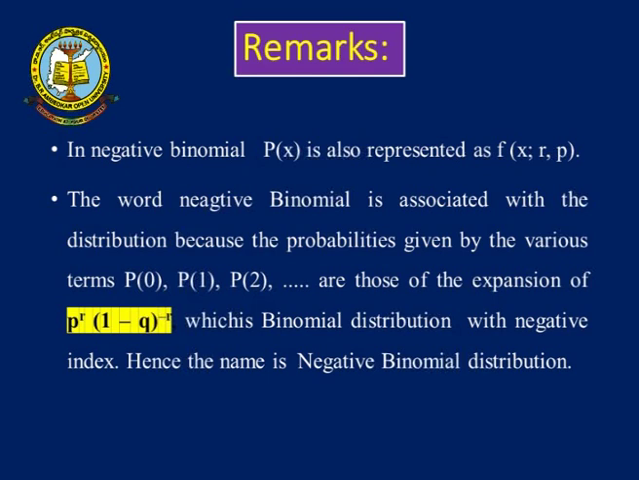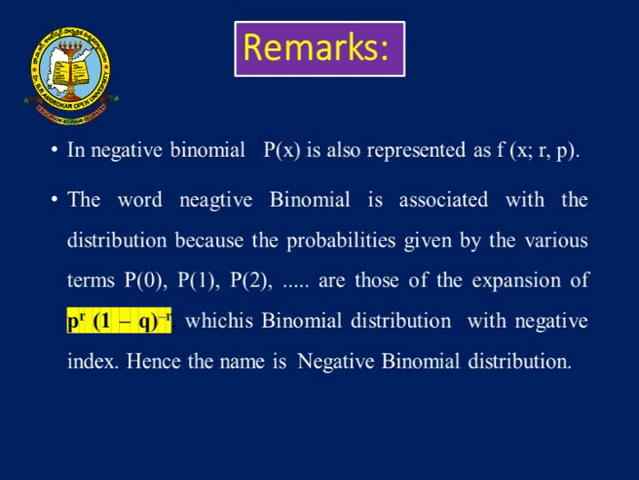In a negative binomial distribution, P(X = x) is also referred to as, in earlier distributions we wrote P(X = x) like this, but especially in this distribution we can write small f of x comma r comma p.